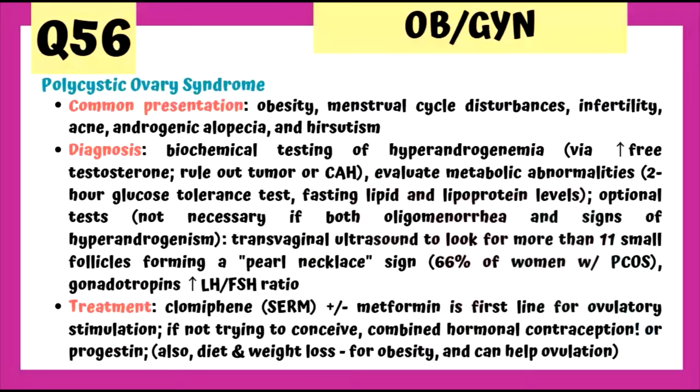Treatment on the bottom we see over here, for example, if she wants to give birth, so we want to induce ovulation, is with clomiphene and or metformin, and if not trying to conceive, combined hormonal contraception or progestin. We also want to encourage diet and weight loss for the obesity.